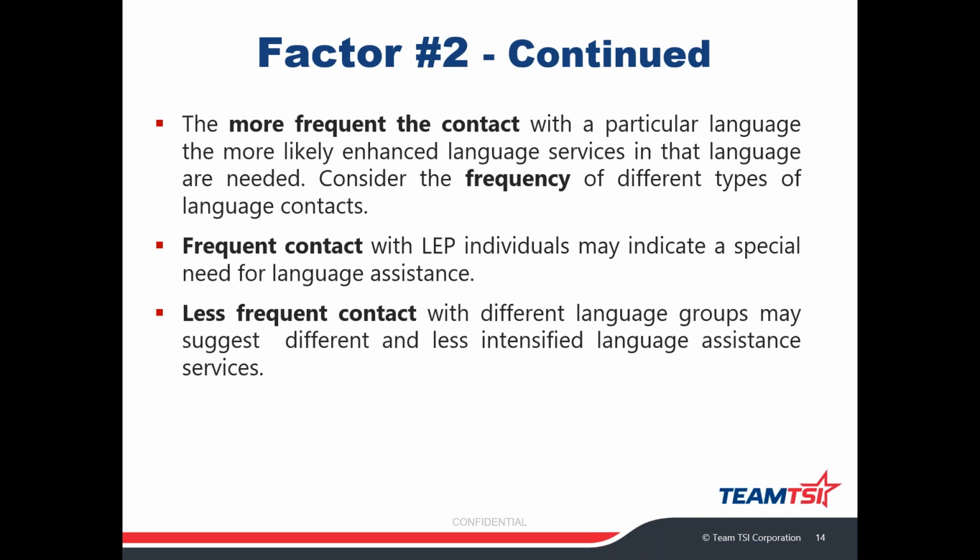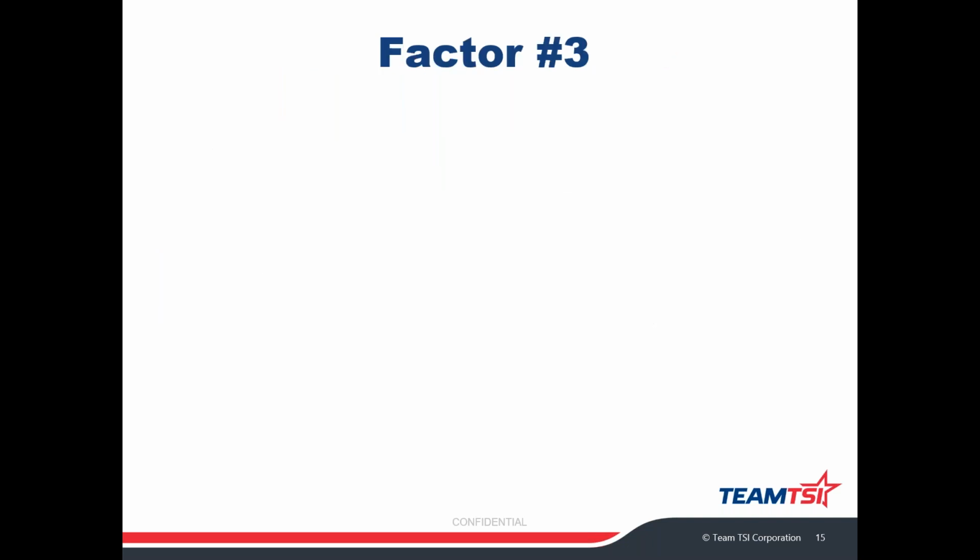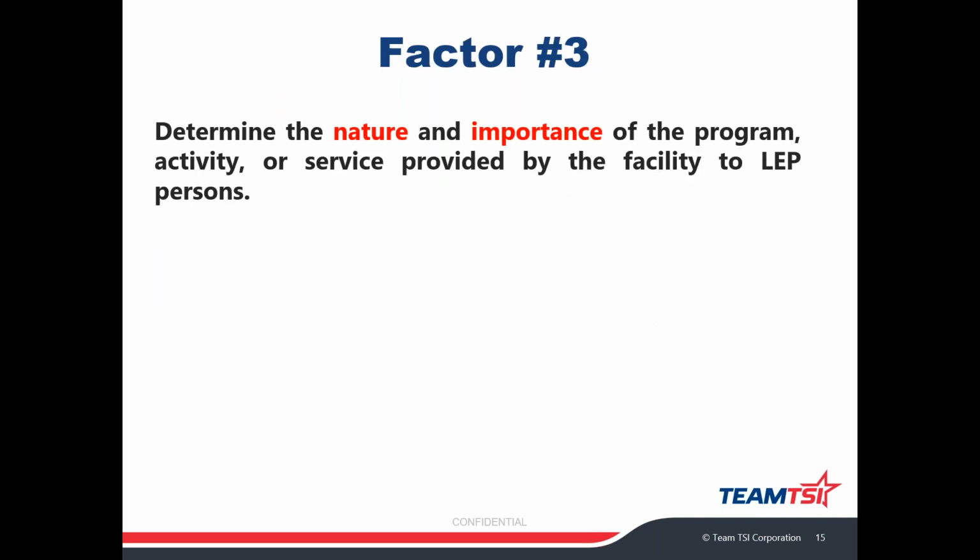what did I learn in factor number one? What have I learned in factor number two? Factor number three, determine the nature and the importance of the program. How important are the programs that you provide? You'll have to look at that. Determine what type of services your facility provides. Do you provide skilled nursing services, specialized rehabilitative services, daycare? Do you provide home health, hospice, other different types of services?